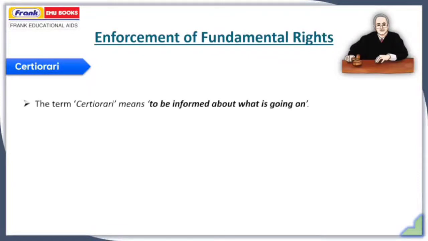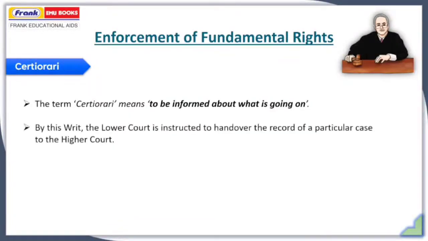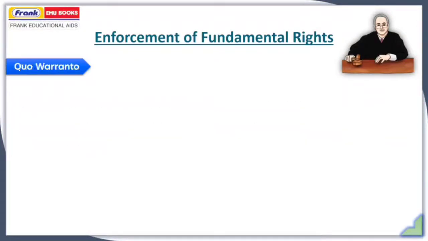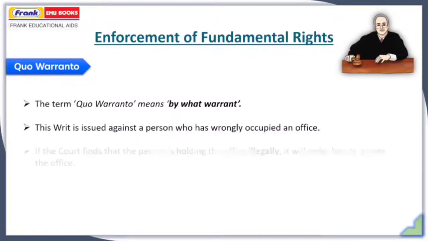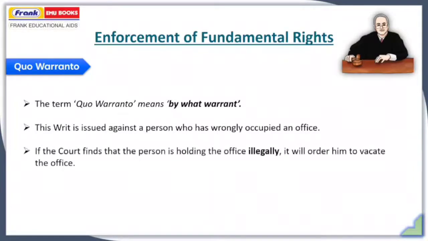Certiorari. The term certiorari means to be informed about what is going on. By this writ, the lower court is instructed to hand over the record of a particular case to the higher court. Quo warranto. The term quo warranto means by what warrant or by what authority. This writ is issued against a person who has wrongly occupied an office. If the court finds that the person is holding the office illegally, it will order him to vacate the office.